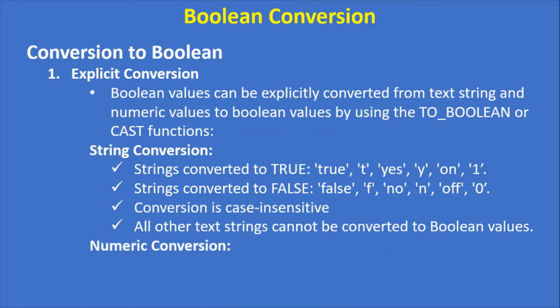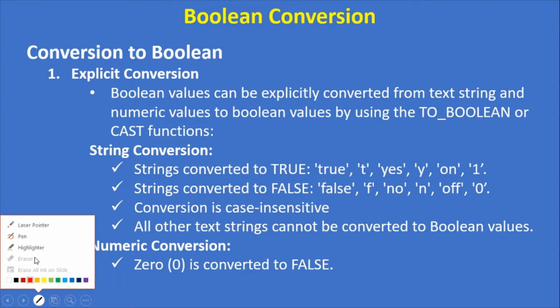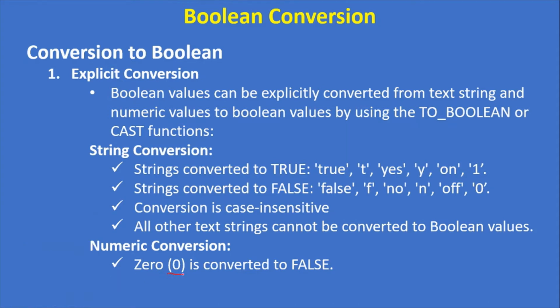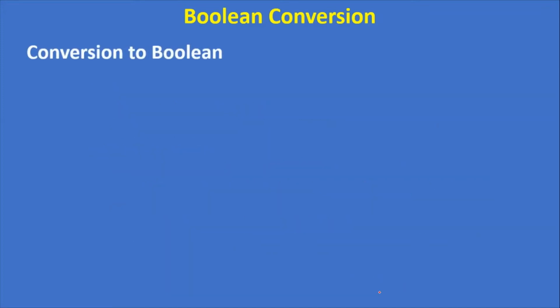Numeric conversions. 0 is converted to false. For example, when you try to convert 0 to Boolean type, then the value will be false. Any non-zero value is converted to true. That means when you try to convert any non-zero number into the Boolean data type, after converting we will see the true value only.